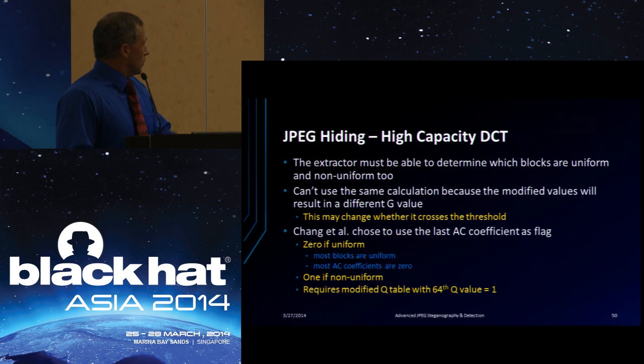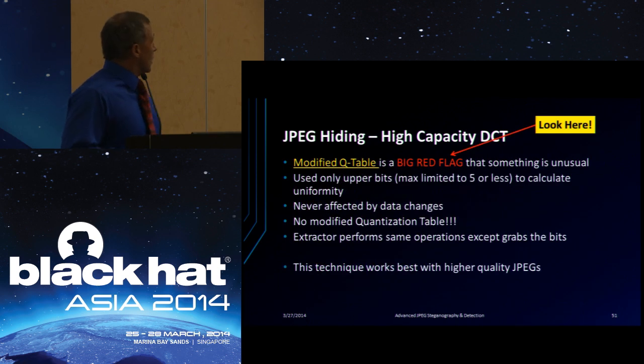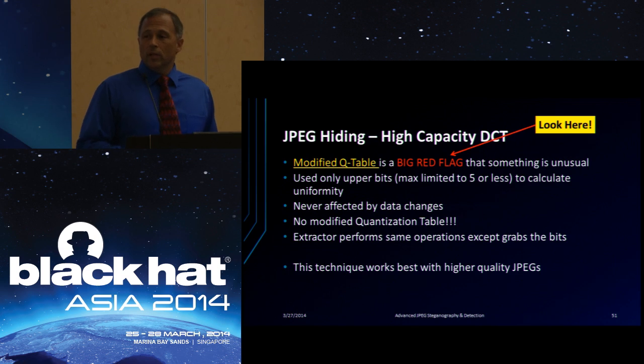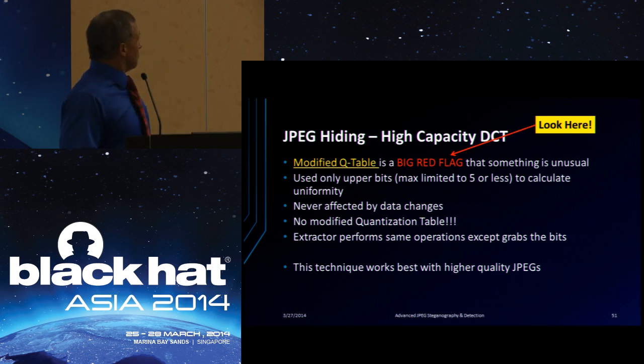So I did something different. I just modified the way the uniformity was calculated so that I didn't use any of the bits that could be changed. And then I don't have to modify the quantization table. So the program that I'm happy to distribute to y'all, if you want it, will not make any changes to the quantization table and will work just as well.